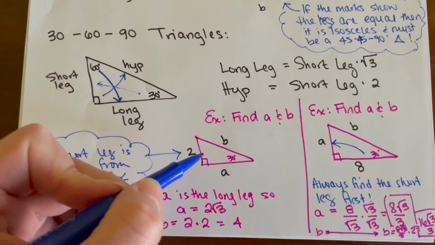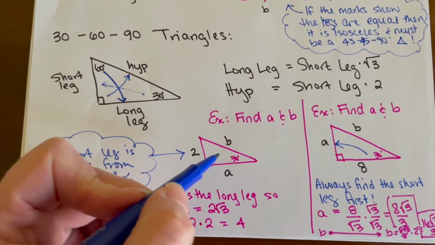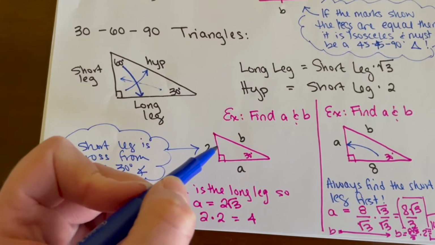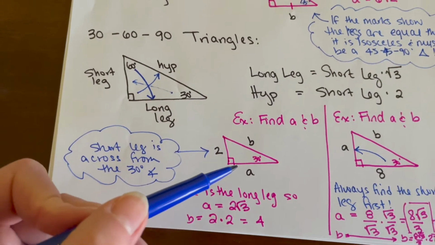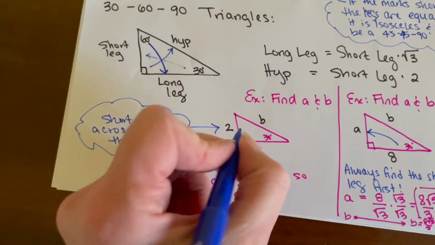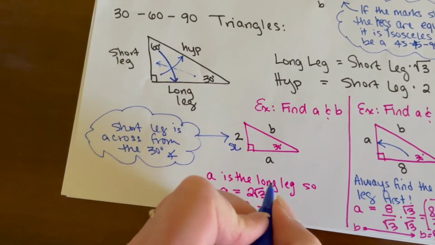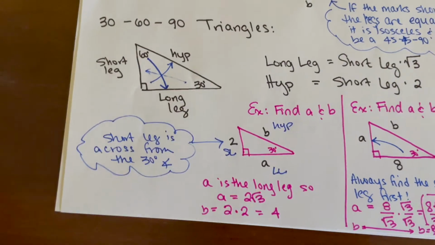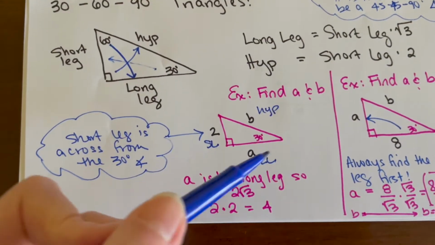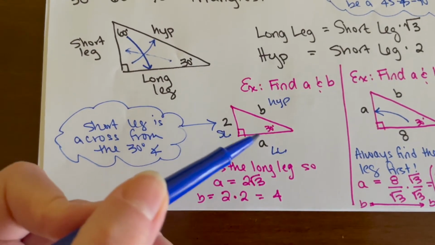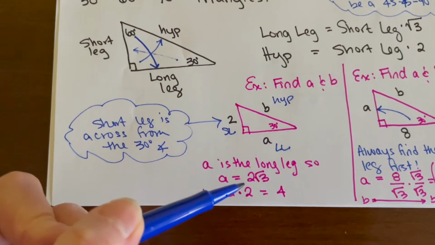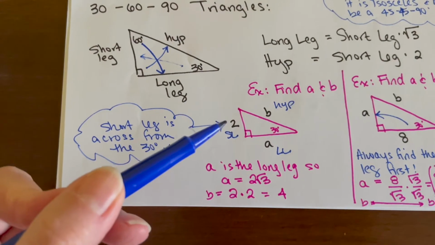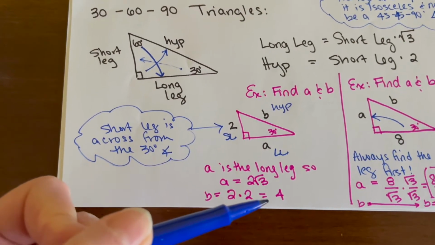So in this problem, they give you the short leg because it's across from 30 degrees. That's pretty easy. I just need to remember my patterns, right? So 2 is the short leg, A is the long leg, and B is the hypotenuse. To find A, it's just the short leg times root 3, 2 root 3. And to find the hypotenuse, it's just the short leg times 2. So 2 times 2 is 4.